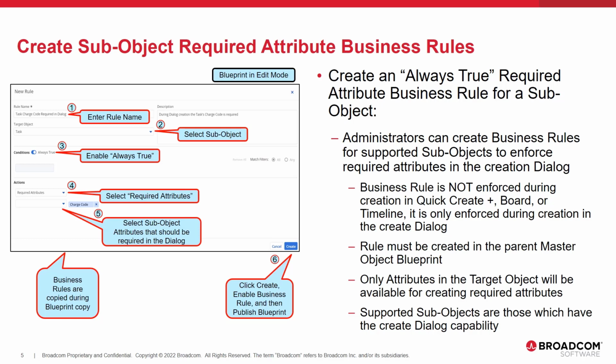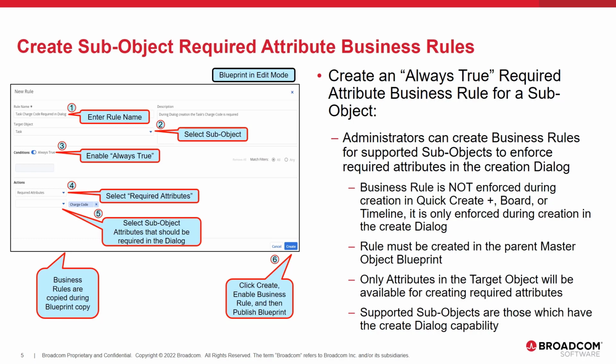This always true business role will be enforced during the sub-object instance creation dialog, the new dialog that we'll be looking at a little bit later. It's not enforced during creation when you're in the grid with the quick create plus, the board, or the timeline. When you create the business role, it has to be done in the blueprint for its parent master object. And you can only create them and select attributes that belong to the target object.